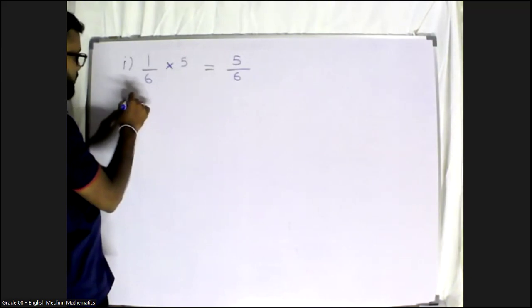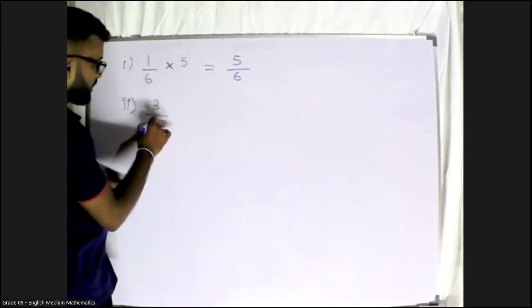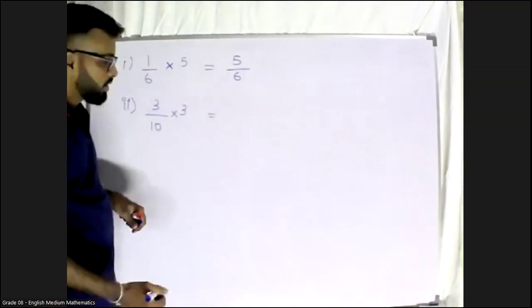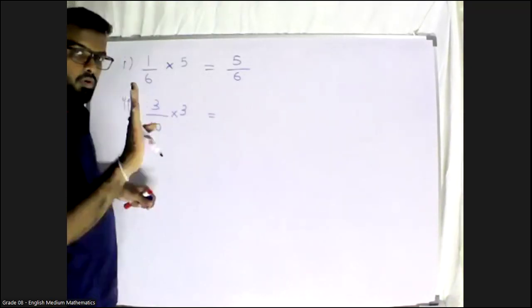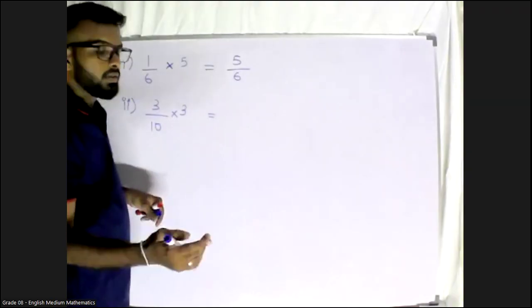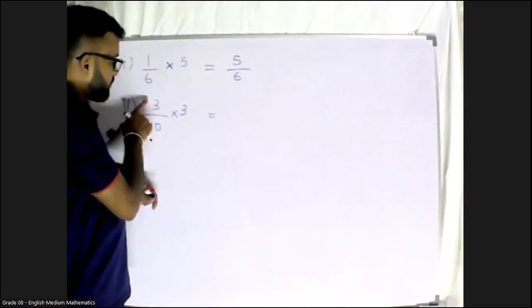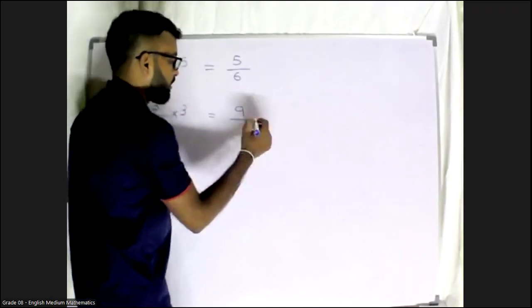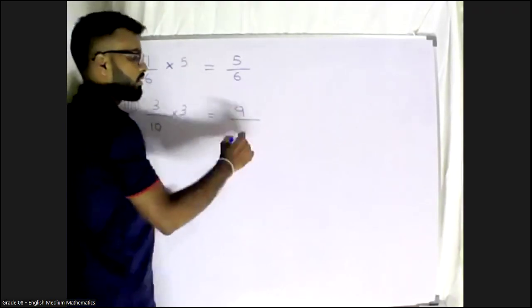And the second part, 3/10 times 3. So only the numerator can be multiplied. 3 times 3, 9. What is the denominator? 10.